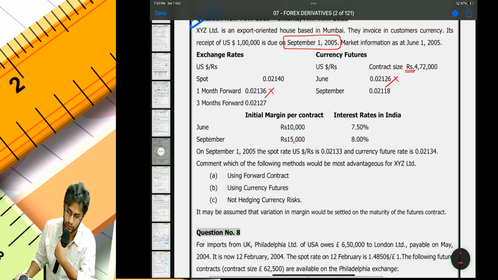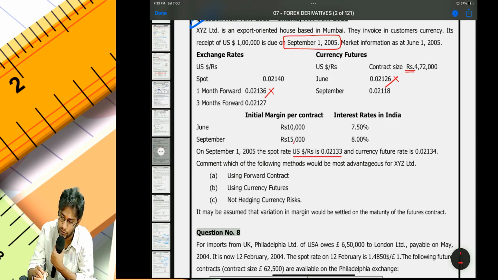On September 1, 2005, the spot rate, dollar per rupee, is 0.2133 and the currency futures price is 0.02134. Observe closely.